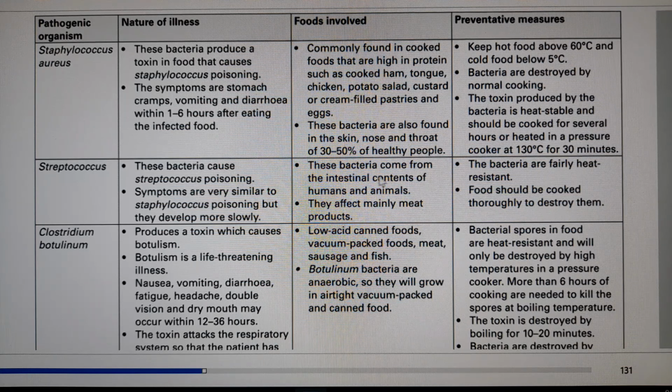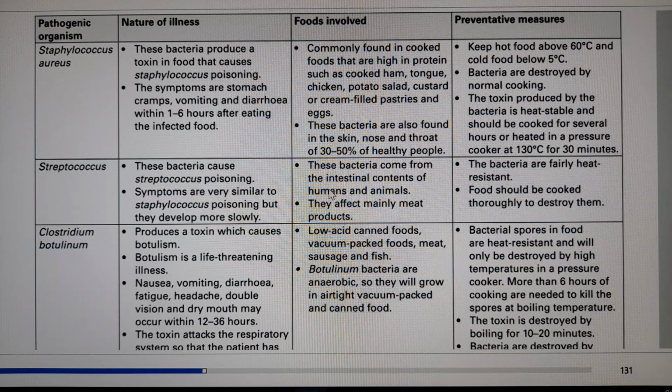Okay, these bacteria come from the intestines of humans and animals. They affect mainly meat products. So if you see the same symptoms but they are happening after 6 hours, then you know it's streptococcus. But if the symptoms are happening between 1 and 6 hours of eating, you know it's staphylococcus.